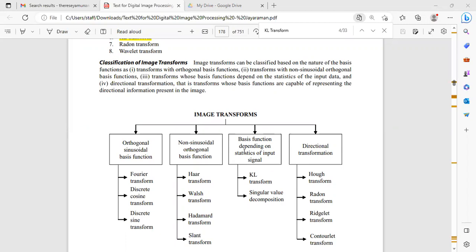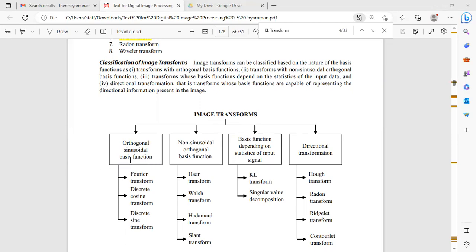Today we'll see some topics which we have left off in the second module. I hope you remember all the transforms that we have seen here. So these are the image transforms that are listed in the text. And out of this, we have seen orthogonal, sinusoidal, basis function.